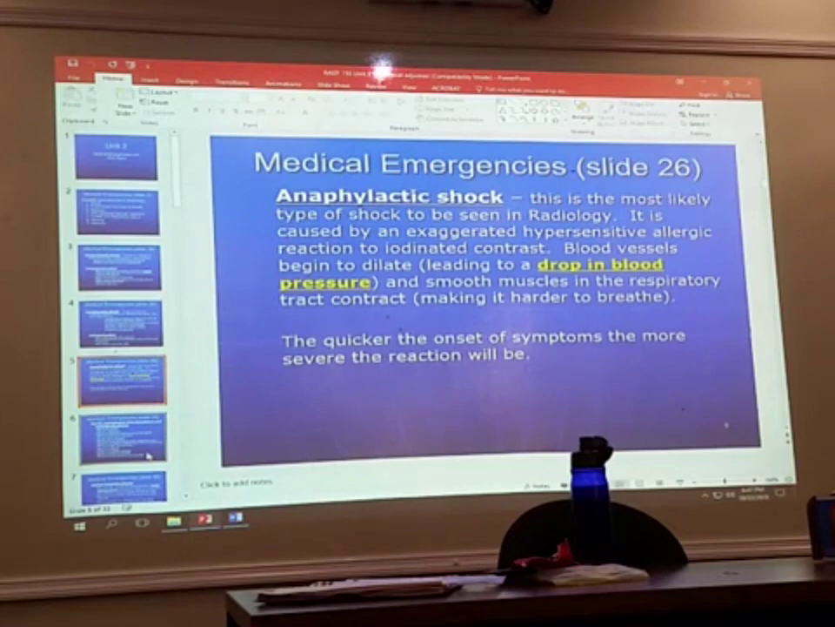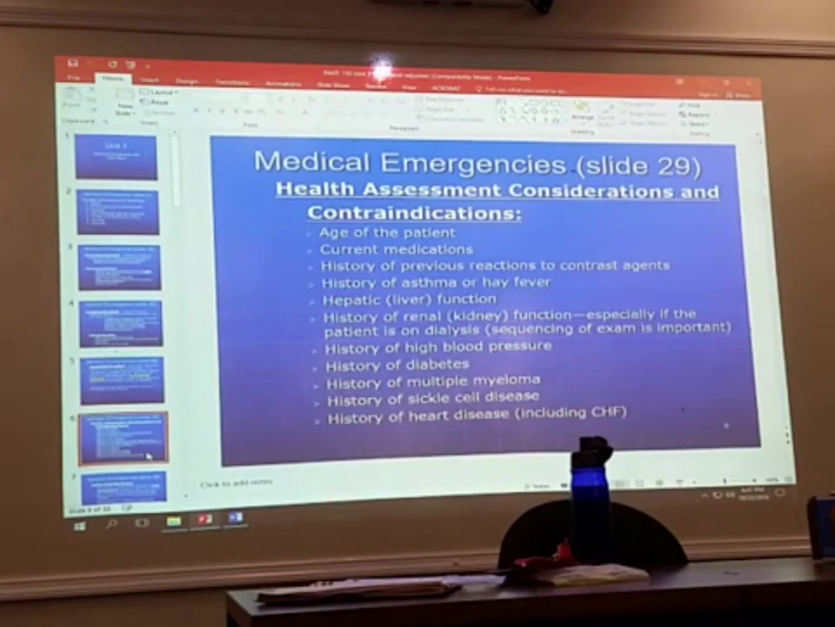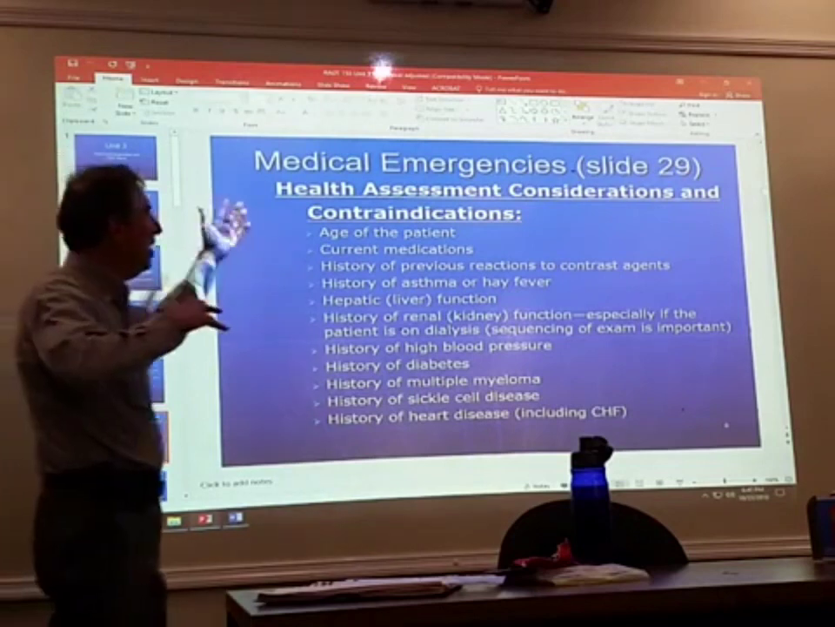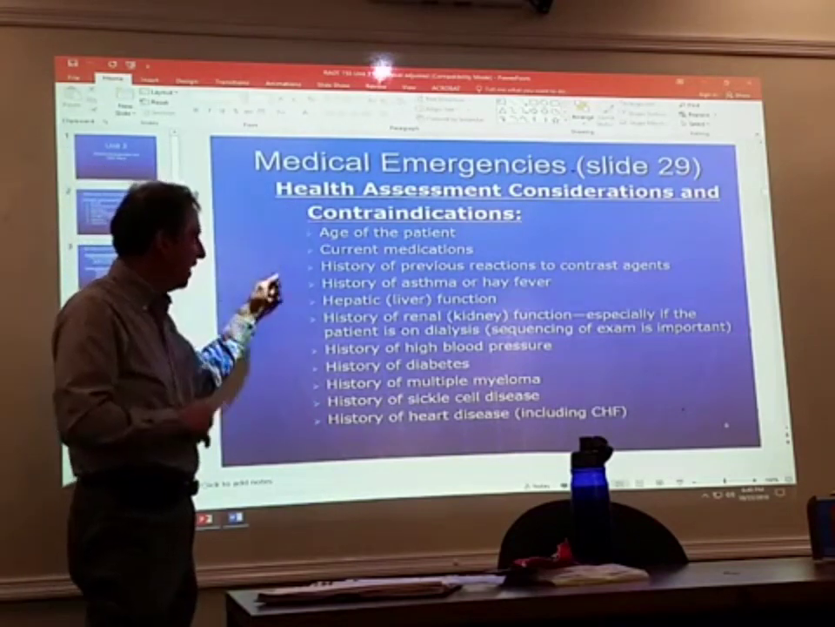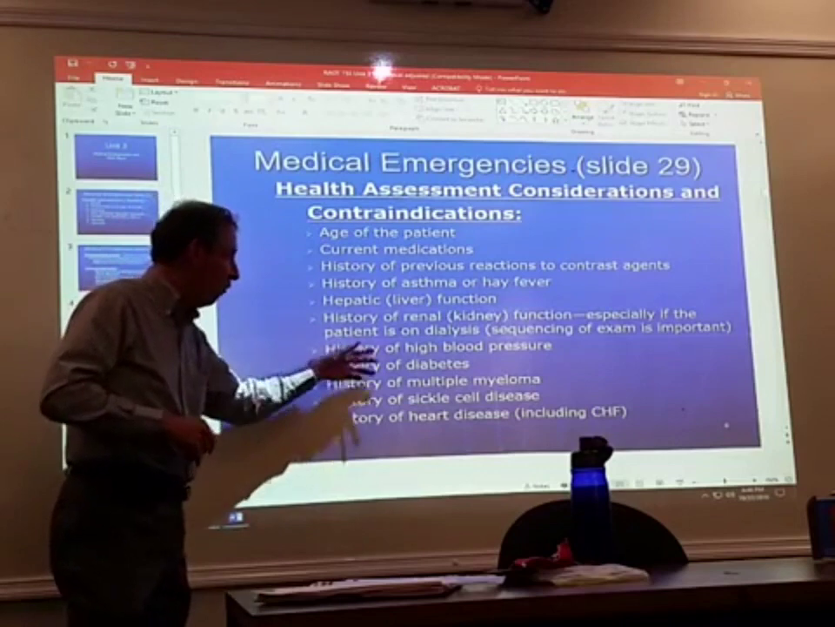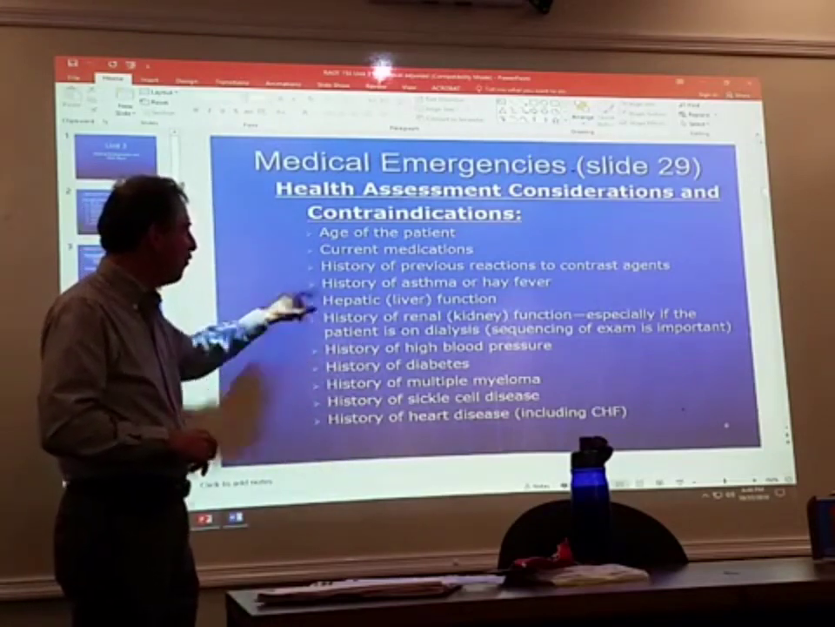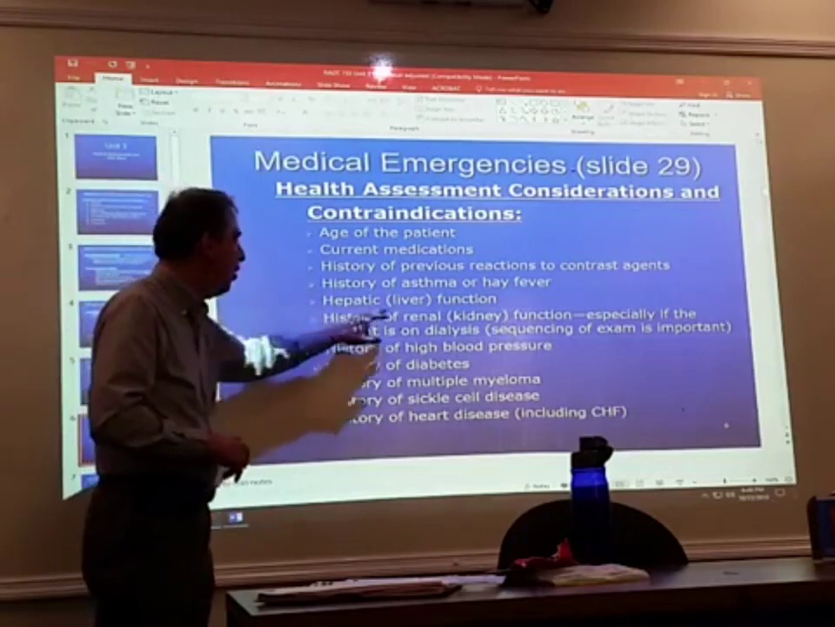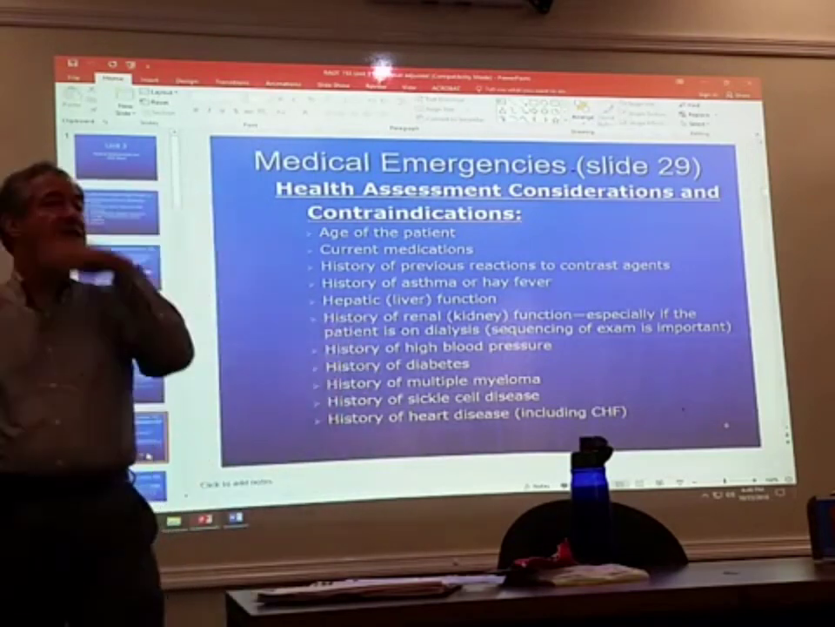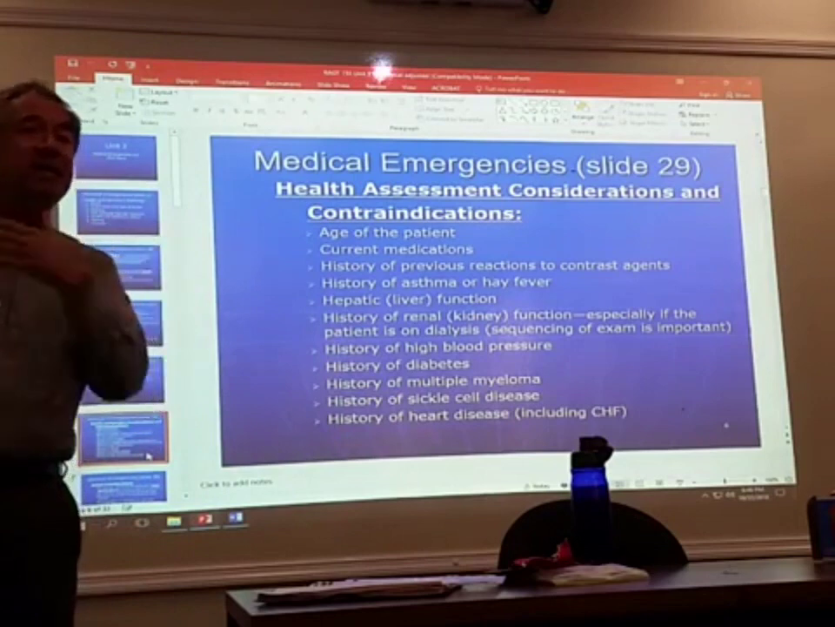The key of all the vital signs is really the blood pressure. In every type of shock, it's always the blood pressure that drops. So that's the one that you really need to be aware of. You always want to consider all these different considerations and contraindications. Whether they're diabetic or they have any kind of liver function issue or renal, especially if the patient's on dialysis, knowing how to sequence it.